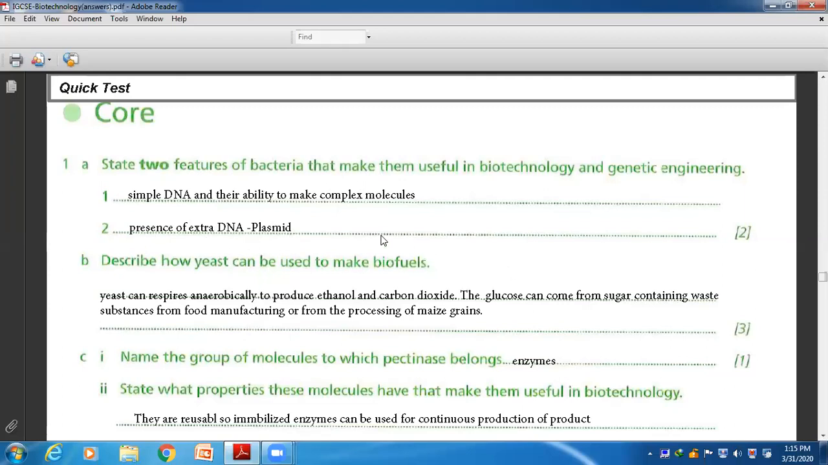Plasmid is an extra chromosomal DNA ring. In that ring, we can put our gene of interest easily. So another quality of it is like this. Yes, very good, very nice.